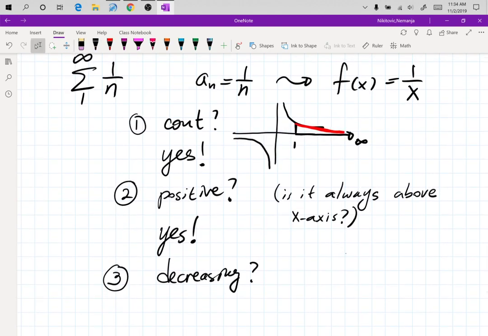There are many ways in which you can deal with the decreasing. One of them is to take the derivative and show it's always negative. One of them is to go back to a_n and show that the next term is always smaller using the sequence theorem. In this case, we just see that as the denominator increases, the value of the fraction decreases, so the whole thing decreases. So yes.